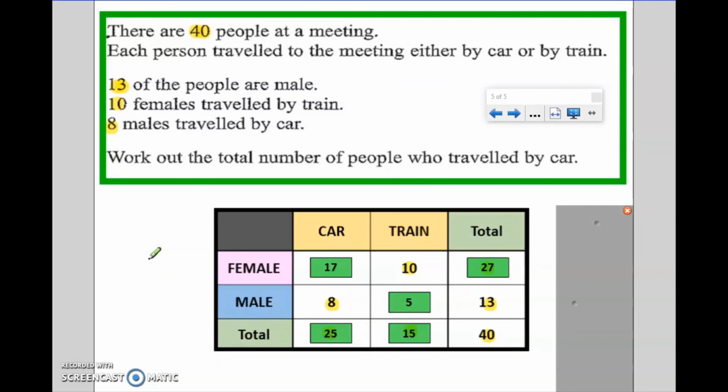If you've been able to create this two-way table, and you were able to answer the previous 4 questions by copying and completing the two-way table, that is excellent. You've shown a good understanding of drawing and interpreting two-way tables.